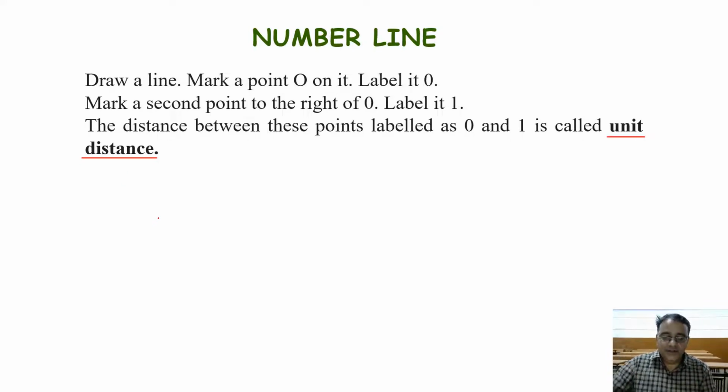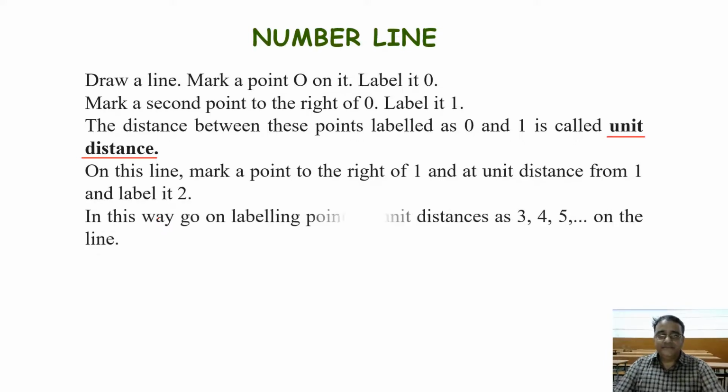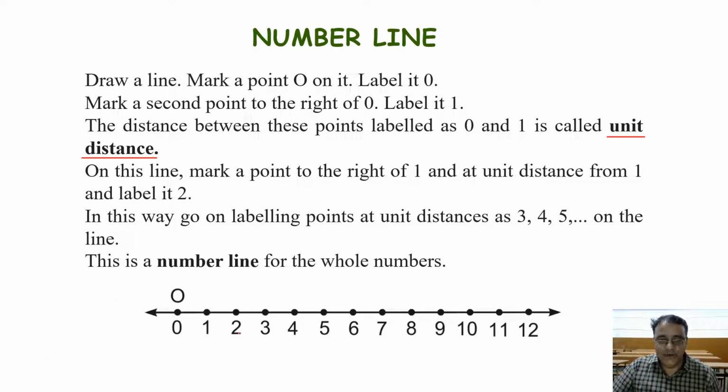So on this line now we will mark to the right of 1, 2, फिर उसके बाद 3, 4, like that we will label all the numbers. Okay, so this is the number line for the whole numbers. See 0, 1, 2, 3, 4, 5, 6, 7, 8, 9, 10, 11, 12, and so on.